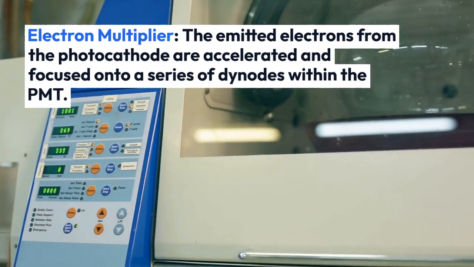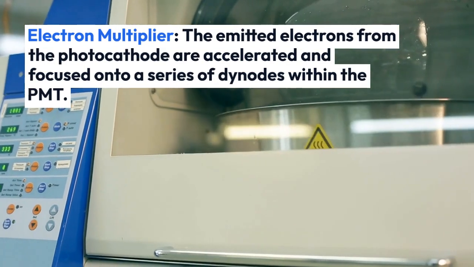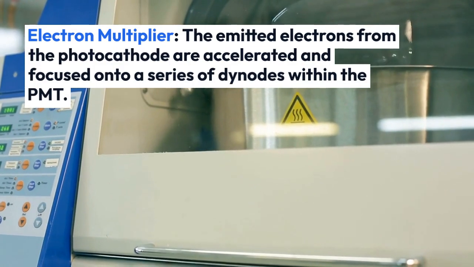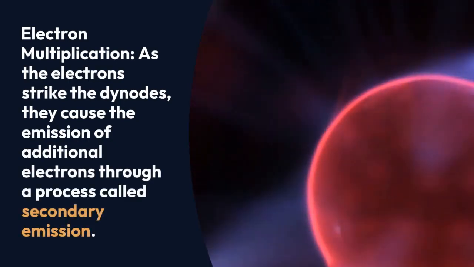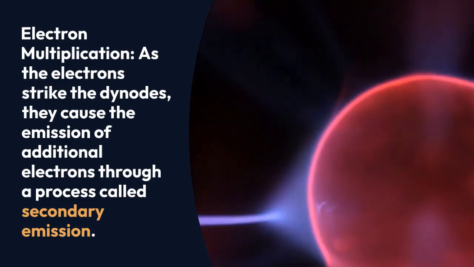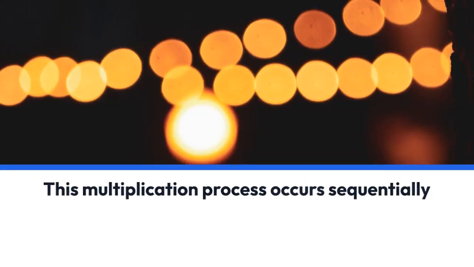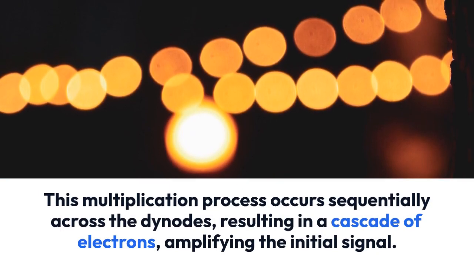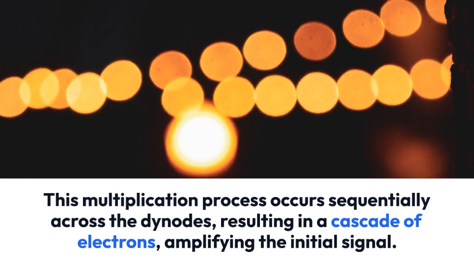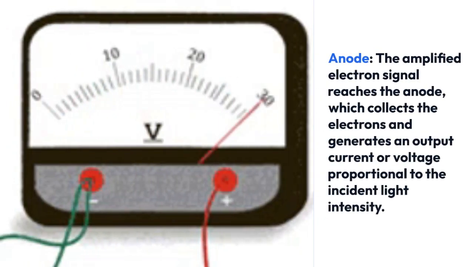Electron multiplier: the emitted electrons from the photocathode are accelerated and focused onto a series of dynodes within the PMT. Electron multiplication: as the electrons strike the dynodes, they cause the emission of additional electrons through a process called secondary emission. This multiplication process occurs sequentially across the dynodes, resulting in a cascade of electrons, amplifying the initial signal. Anode: the amplified electron signal reaches the anode, which collects the electrons and generates an output current or voltage proportional to the incident light intensity.